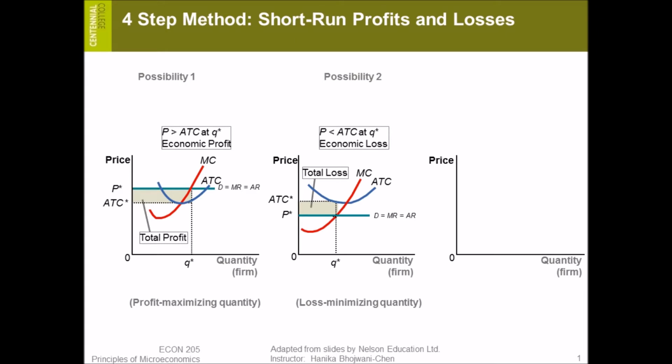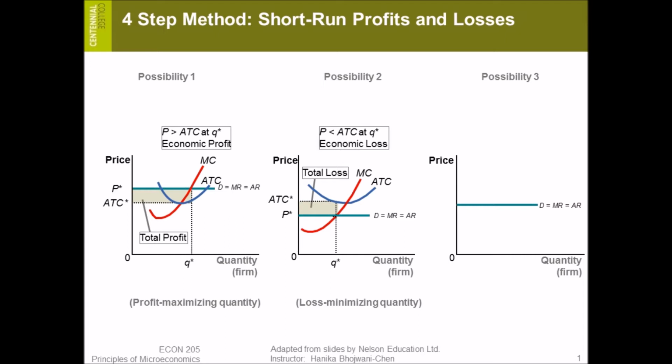We also notice that since price is lower than average total cost at Q star level of output, or optimal level of output, this firm is facing economic losses. And hence, Q star in this instance is also called the loss minimizing level of output. The third scenario, the third possibility, is when we have break-even or zero economic profit. Let us take a look.